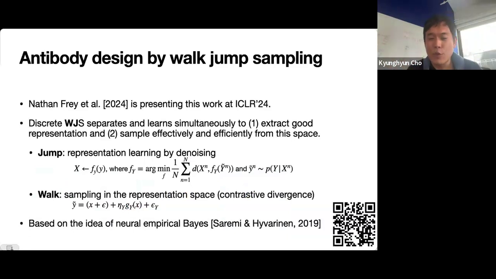Now, I'm not going to talk about the discrete walk-jump sampler too much. You can use your phone to take a picture of the QR code and check out the paper. It's much better explained there. However, the basic idea underlying the discrete walk-jump sampler is to learn simultaneously to extract a good representation of discrete sequences and to sample effectively and efficiently from this representation space. So we call this learning of the representation, going back and forth between the noising process and denoising, the jump, and then sampling in this representation space the walk.